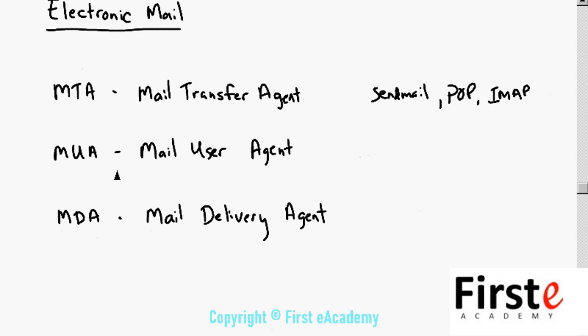Then there's the Mail User Agent, or MUA. These are just mail clients. These are just the programs that you use to compose and read email. Now on Linux systems, in Red Hat Linux, the default mail client is called Evolution. This is a Symbian product, and we'll look at that particular client.